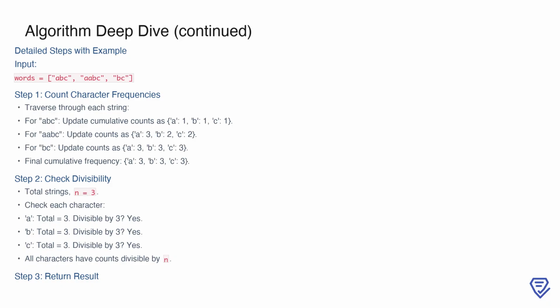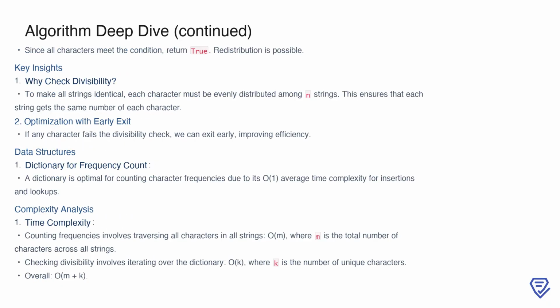Now, we move to the divisibility check. The total number of strings is 3, so we check if each character's total count is divisible by 3. For A, the count is 3, which is divisible by 3. The same holds true for B and C. Since all characters meet the condition, we can conclude that redistribution is possible. The result for this example would be true. With all characters passing the divisibility check, the function returns true, confirming that redistribution is possible.